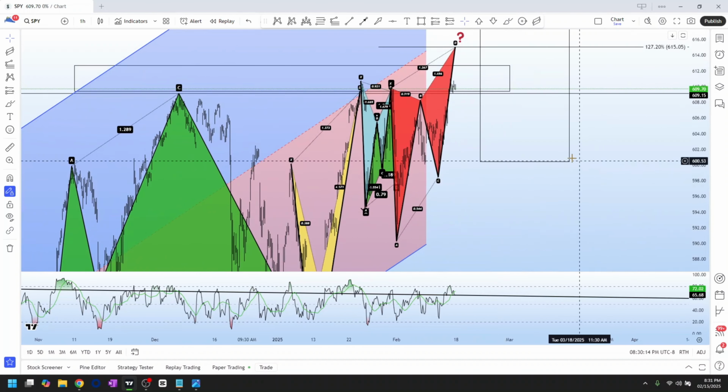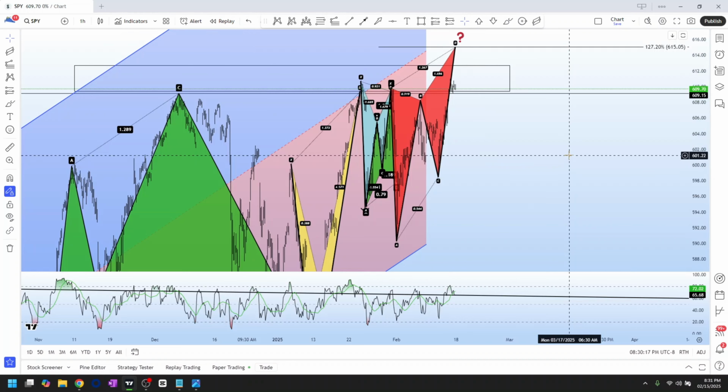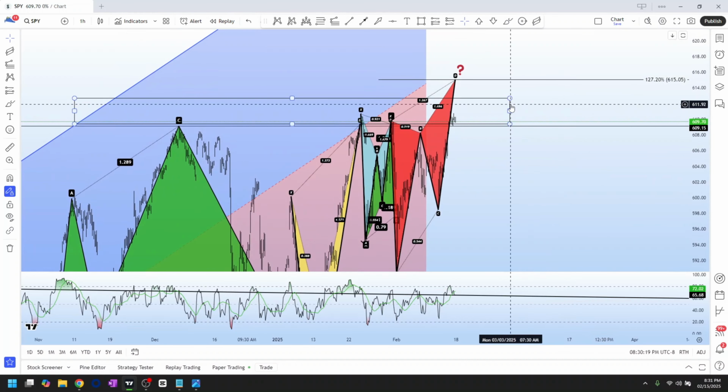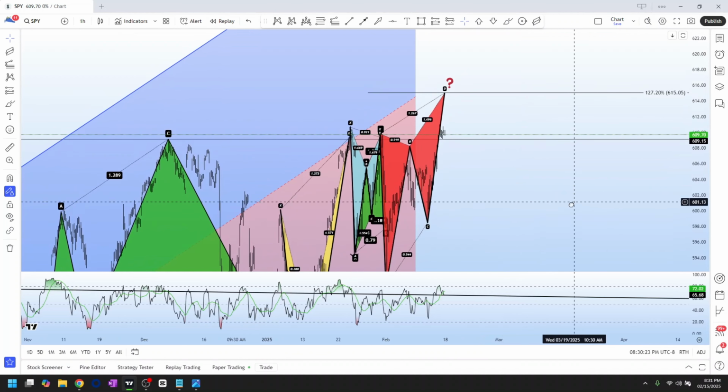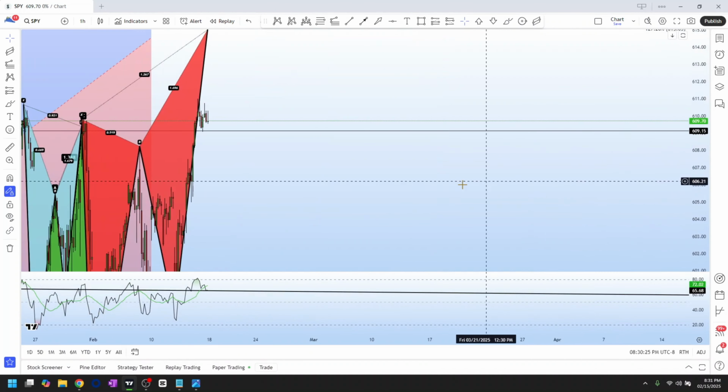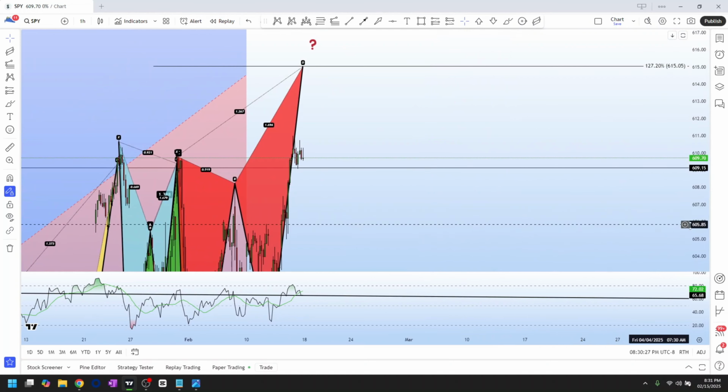Now here's the treat for the short-term traders. I'm going to go ahead and get rid of this box. Here's the treat for the short-term traders. A short-term trader or a scalper, right? Because we're not done yet.